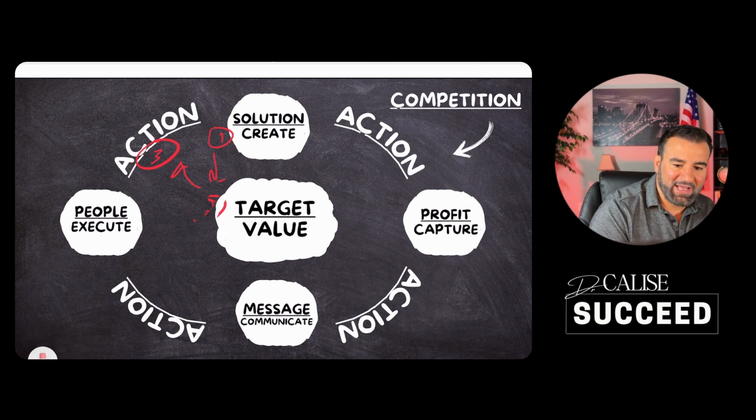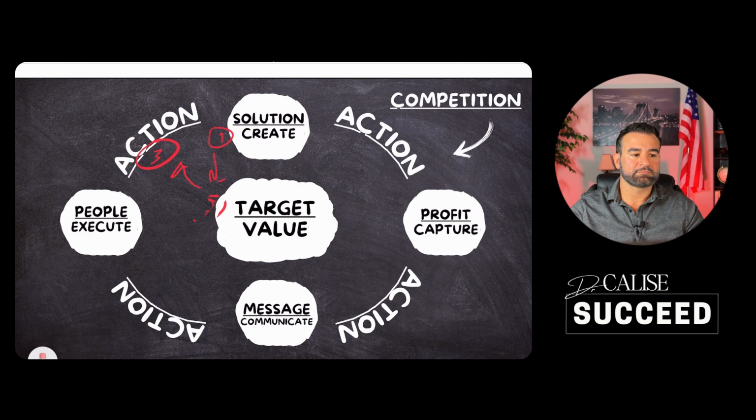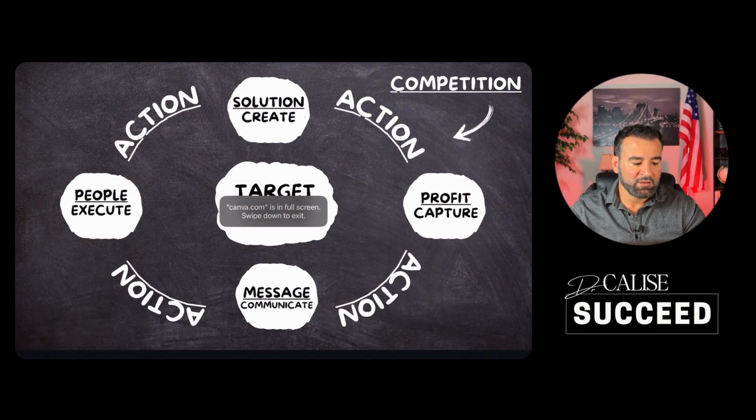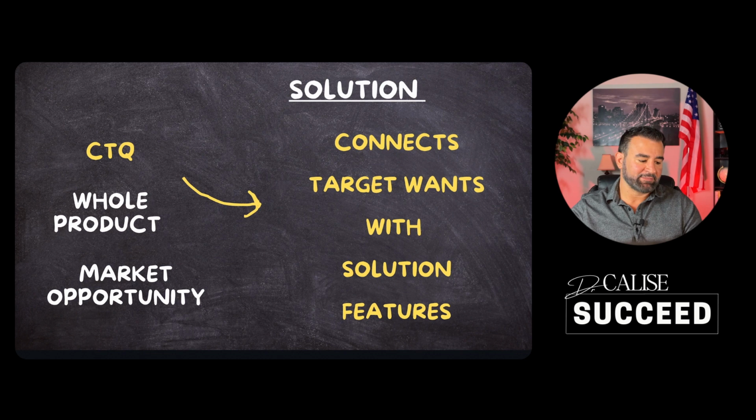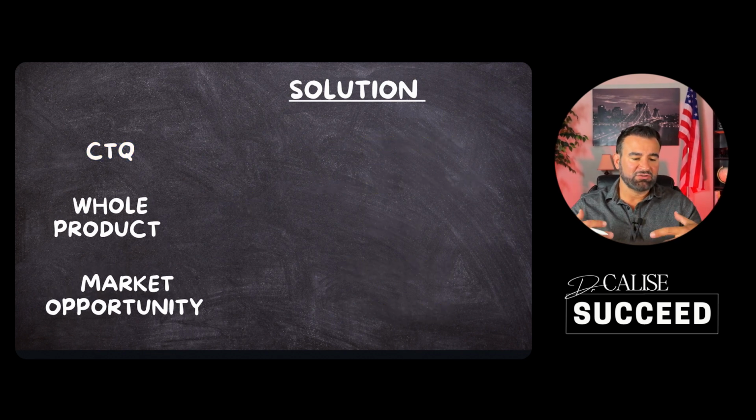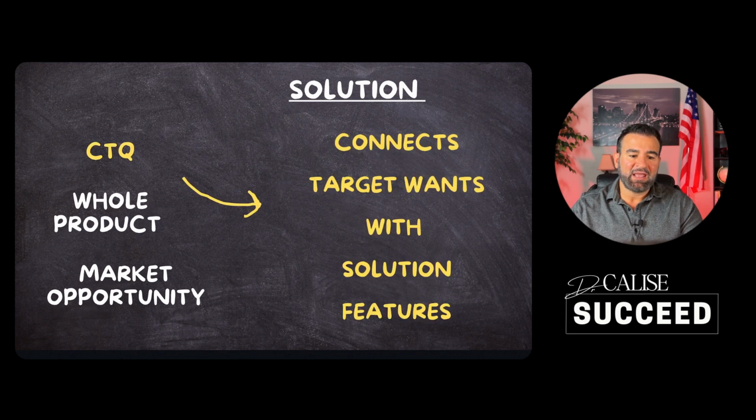So now if we go back, I'm going to pull up the diagram again right here. Now let's look at what we're talking about today. In your solution, there are three main things you have to think of. Number one is your CTQ. This is what we call critical to quality. And what a CTQ does is it helps you connect your target's wants with your solution.